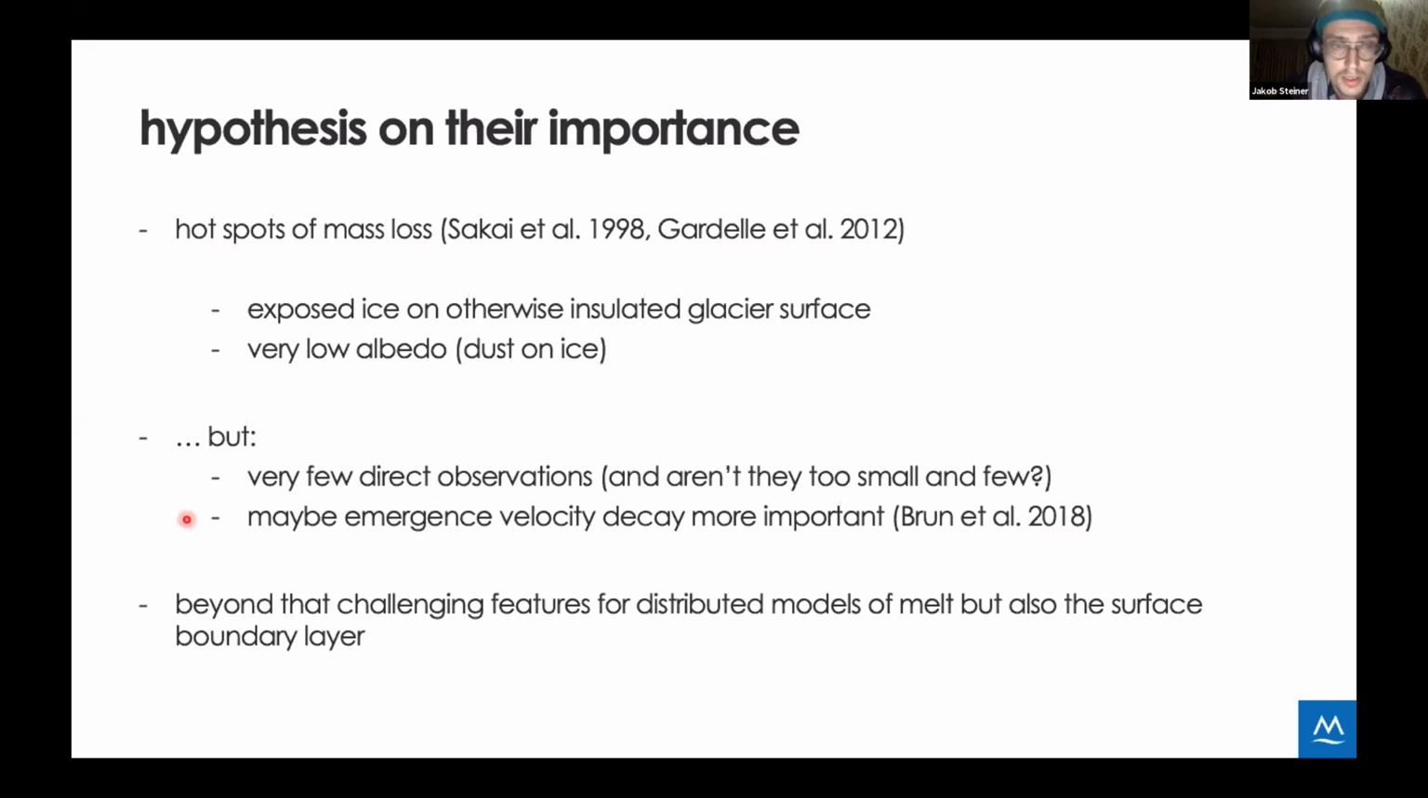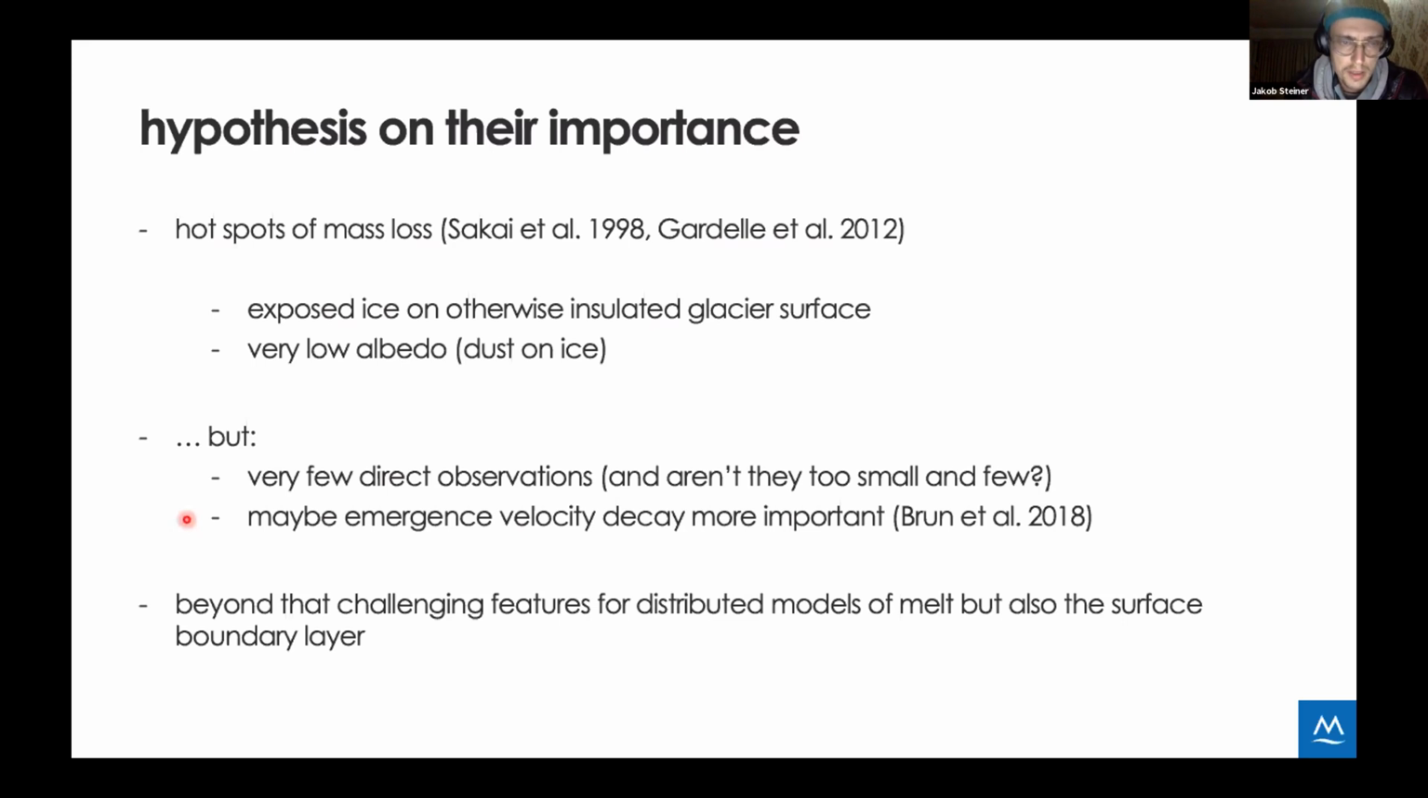But on the other side, we have very few direct observations, and aren't there too few of them anyway, and aren't they too small to really play a big role? And also, it has been suggested, as the explanation for relatively low delta H or high delta H delta T for debris-covered glaciers, that the low emergence velocity over debris-covered glaciers may be to blame rather than perhaps these features.